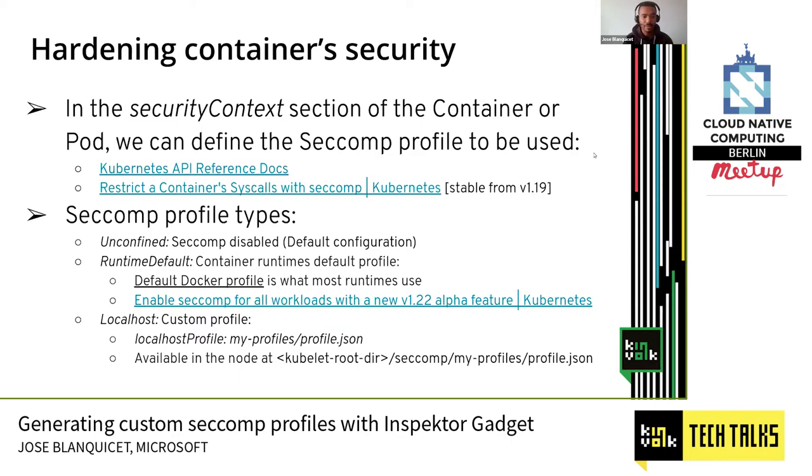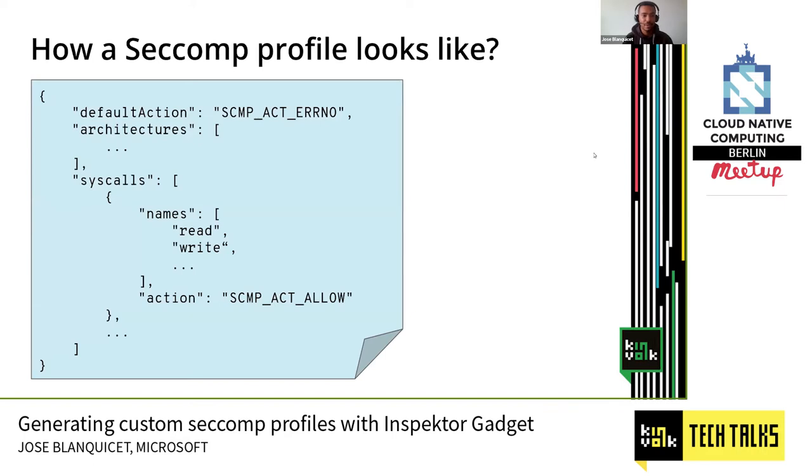That's the reason why we have a third option, which is called localhost. This option allows us to specify which seccomp profile we are going to use in our pod. That seccomp profile needs to be available in the node, in the kubelet seccomp folder. And with that option, we'll be able to configure our own custom profile for our pods. This is what a seccomp profile looks like.